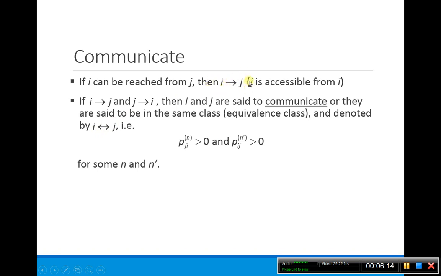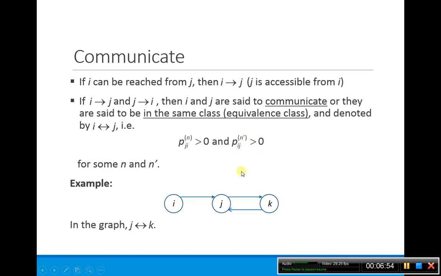So here, this means J is accessible from I, or if I'm in state I, I can go to state J. If I have both, J is accessible from I, and I is accessible from J, then I say that they communicate. This is the terminology for they communicate. It means that there is some time step, it doesn't have to be 1, but at some time step there's a positive probability that I'm going to get to state J from state I, and there's a positive probability in some time step n prime that I can go from state J back to state I.